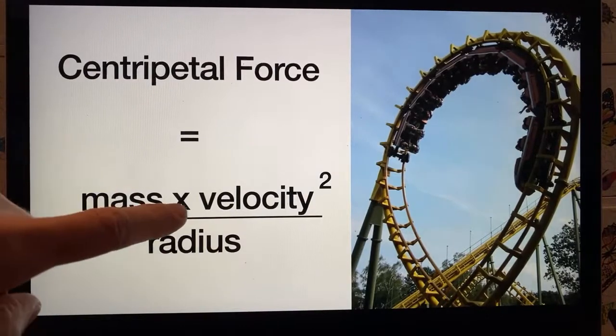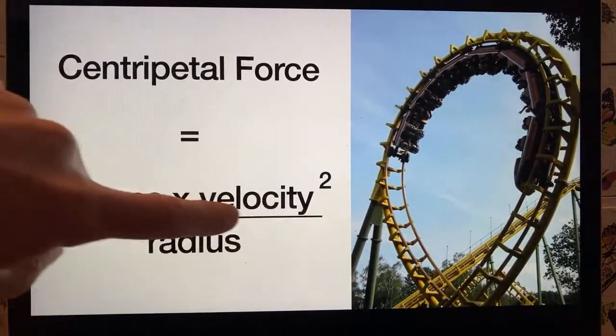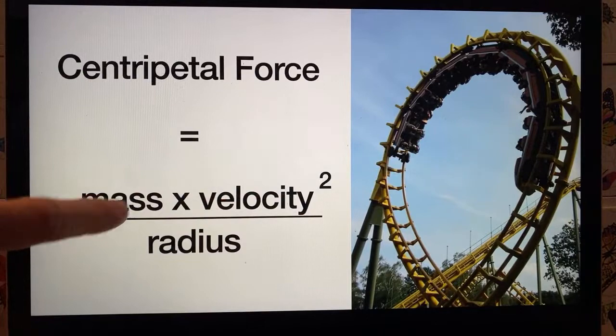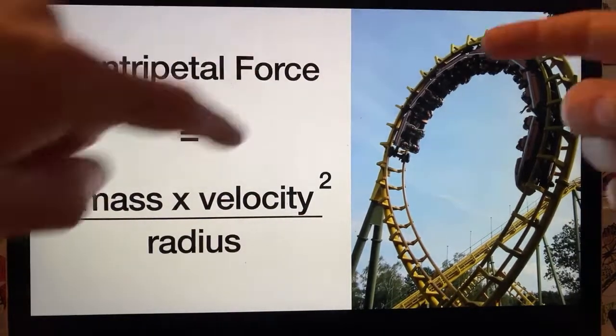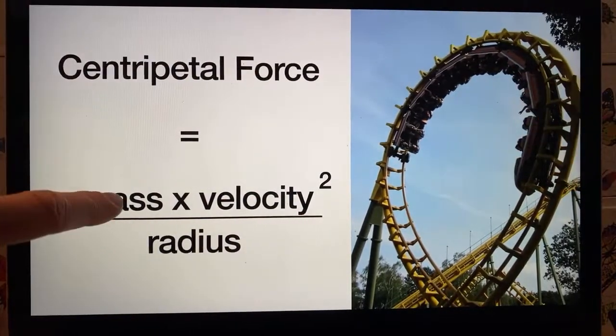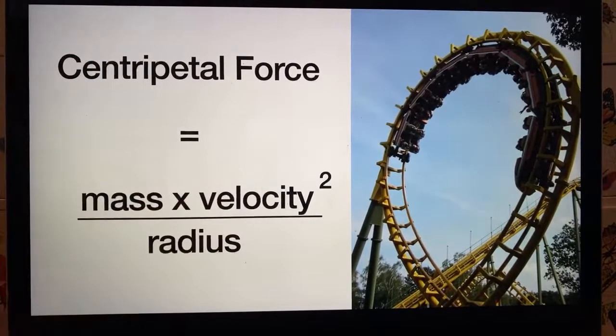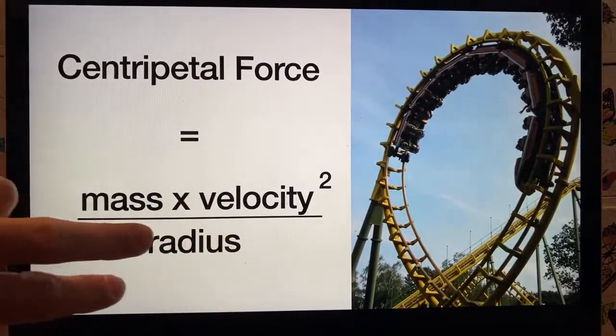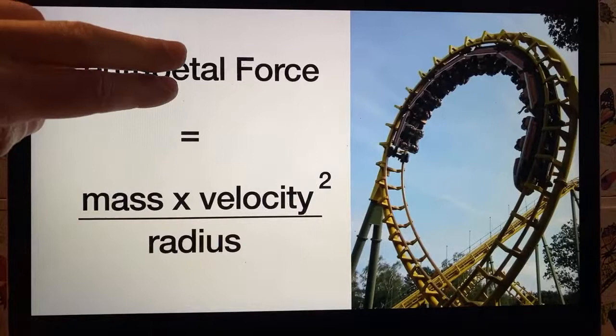So it's the mass times velocity, basically a posh word for speed. So the centripetal force, the more massive the roller coaster car is, the more the centripetal force. The faster it's going, the more the centripetal force. And the bigger the radius, the smaller the centripetal force.